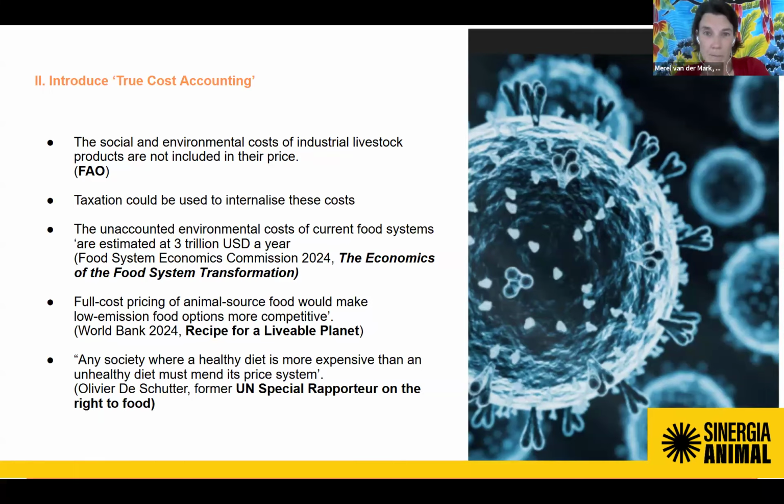The Food Systems Economics Commission estimates that the unaccounted environmental costs of current food systems amount to around $3 trillion every year. The World Bank argues that full cost pricing of animal-sourced foods would make lower emissions alternatives more competitive and encourage more sustainable consumption. And as Olivier de Schutter stated, any society where a healthy diet is more expensive than an unhealthy diet must mend its price system. True cost accounting can help move us towards a food system where prices better align with environmental sustainability and public health.